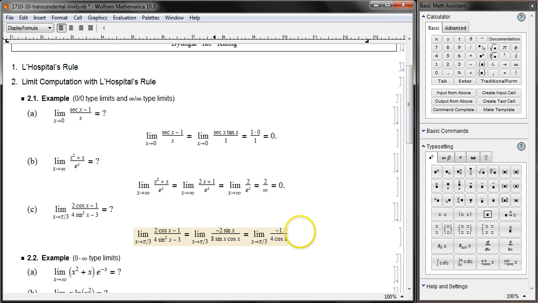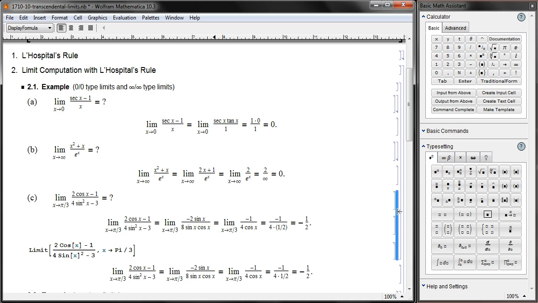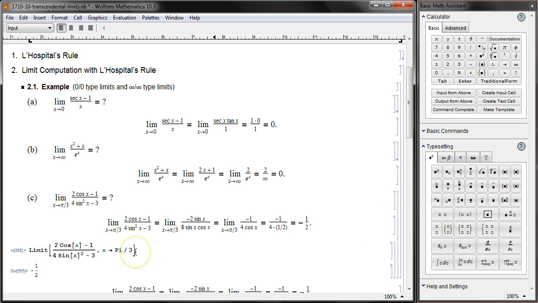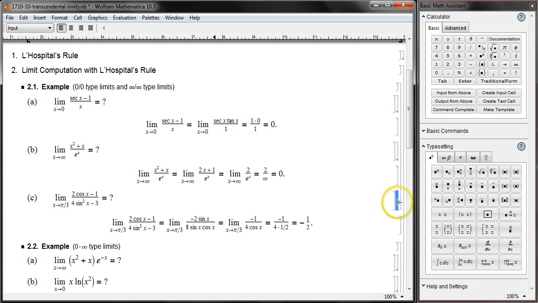Okay, plug in x equals pi over 3, what do you get? Minus 1 over 4 times 1/2, isn't it? Cosine of pi over 3 is 1/2, so you're going to get 1 over 2. That's got to be the solution. Let's check. Yes, it is. Oh, by the way, this is Mathematica verification. Okay, that's good.